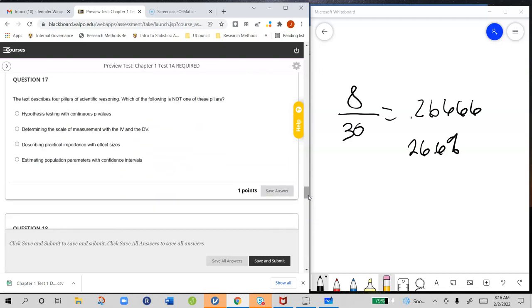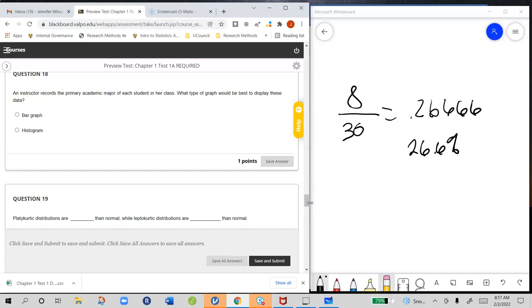For number 17, this is asking about the 4 pillars of scientific reasoning we introduced in the first chapter. Our 4 pillars are hypothesis testing with continuous p-values, describing practical importance with effect size, and estimating population parameters with confidence intervals. It's not determining the scale of measurement. The last pillar has to do with scientific research and methodology. So we haven't done much with this yet. We're going to come back to this later in the class. This is just a reminder of what we started introducing in Chapter 1.